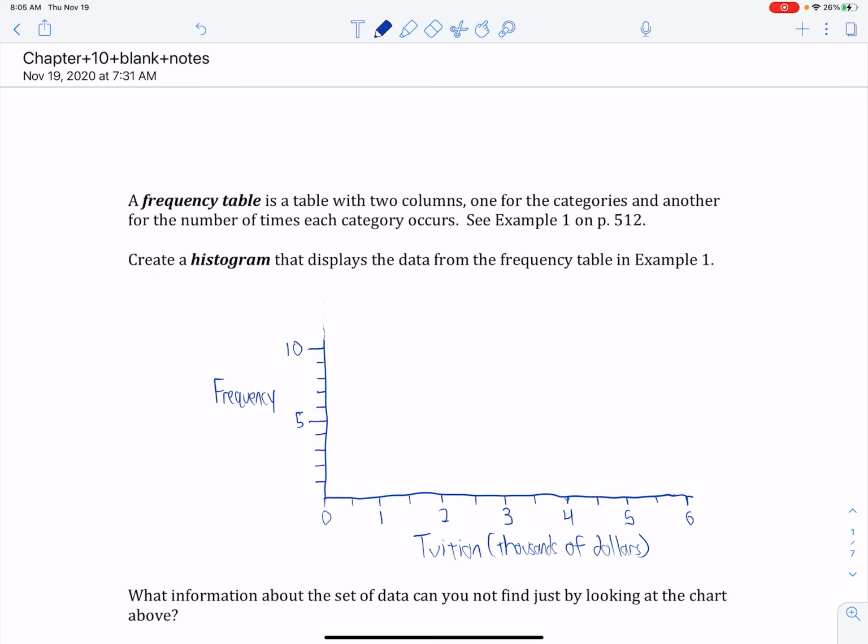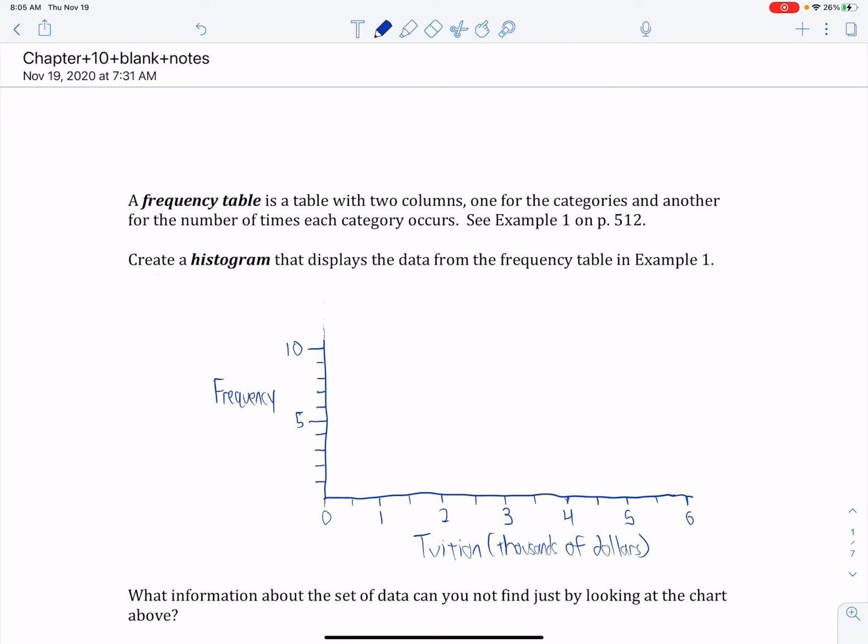In Chapter 10, we're going to study a very brief introduction to statistics. And the first thing we're going to look at is some types of tables that display data, particularly a frequency table. If you look in the book on page 512, example problem 1, we're given some data of tuition costs.